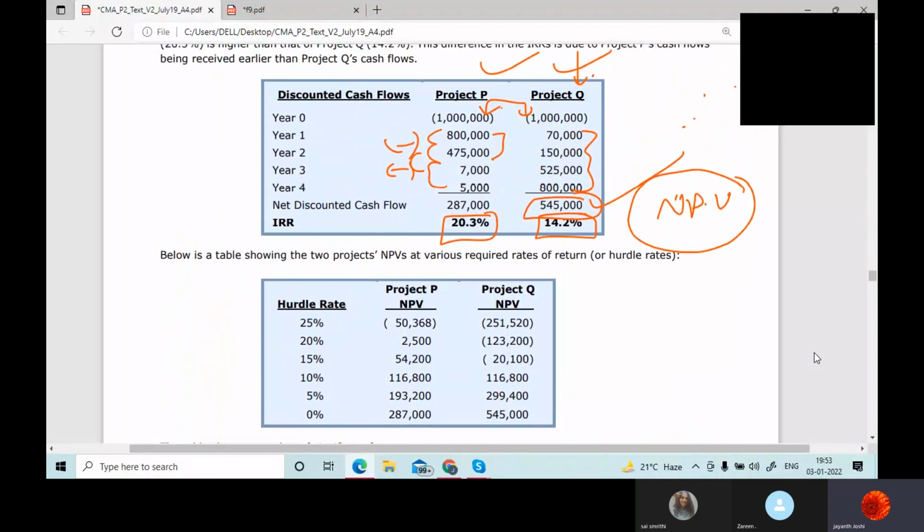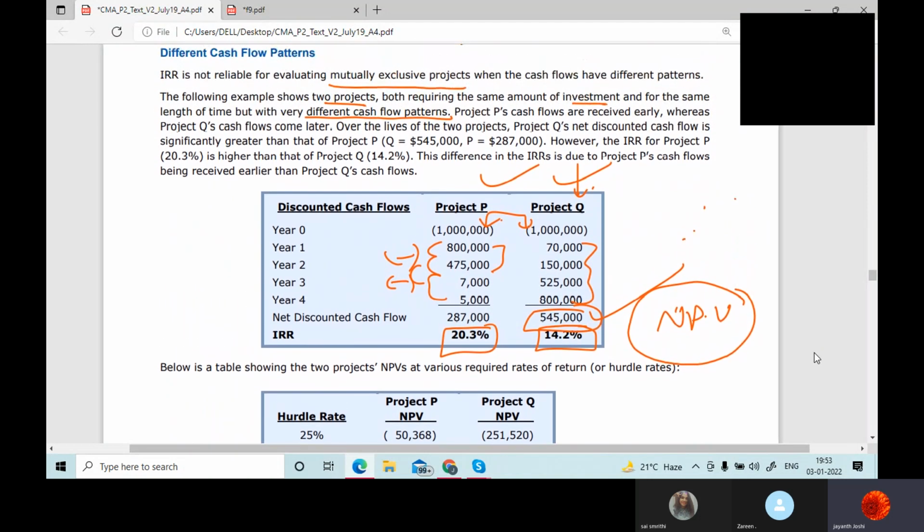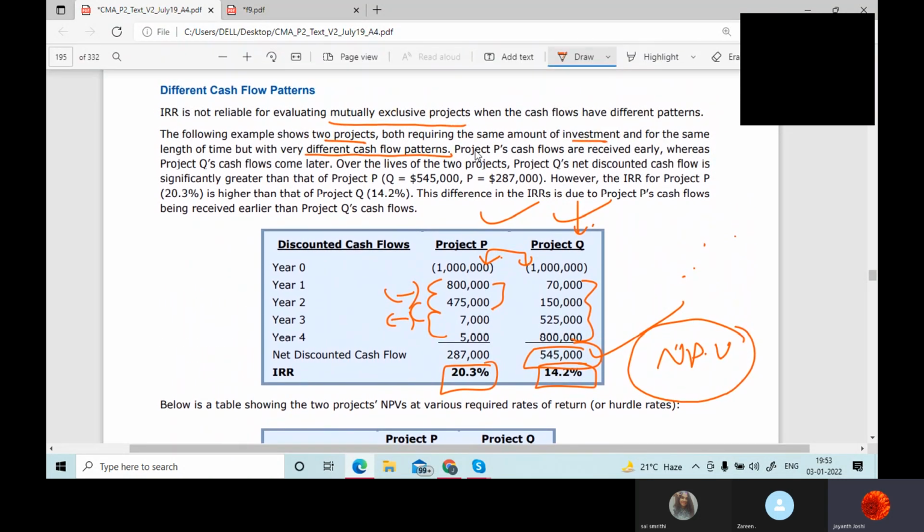So based upon that, let's read the points and understand. Project P's cash flows are received early, whereas project Q's cash flows come later. Over the lives of the two projects, project Q's net discounted cash flow is significantly greater than project P's. However, the IRR for project P, 20.3%, is higher than project Q's. The difference in IRR can be for what reason?